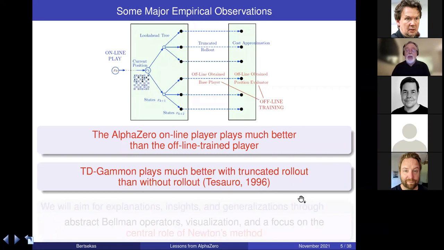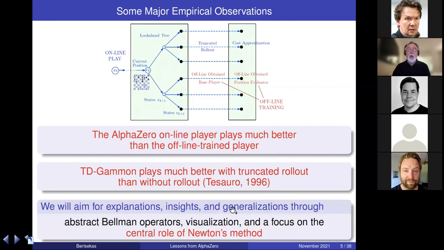Now, these are empirical facts. And what we aim to do is to explain them, draw insights from them, and generalize them to other contexts by using abstract dynamic programming ideas, abstract Bellman operators, visualization for the most part to draw insight, and we will focus on the central role of Newton's method. This is the key new research that I'm going to present today, how Newton's method ties everything together.